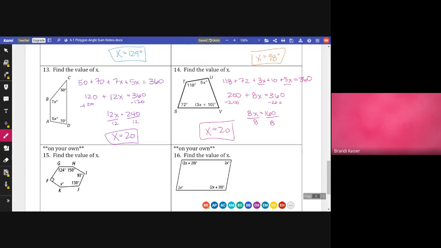Obviously it won't work like that every time. It just happened for those two problems. But hopefully those explain what to do with our angles and our polygons and how to solve some problems there. If you have any questions about that, please let me know.